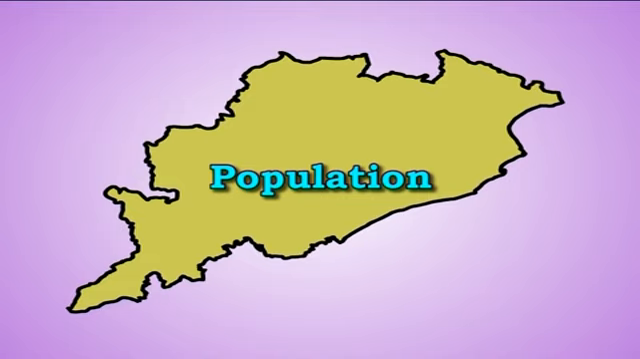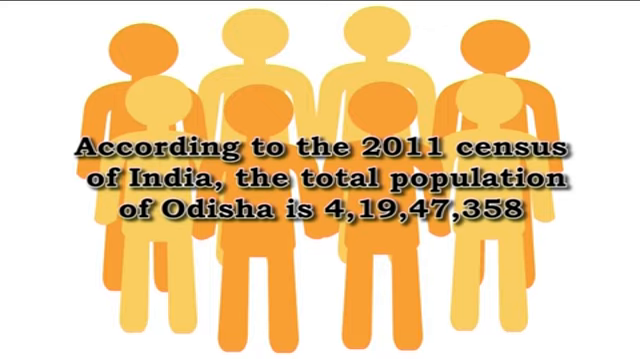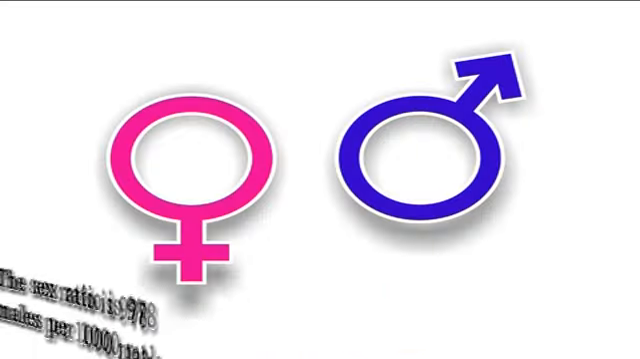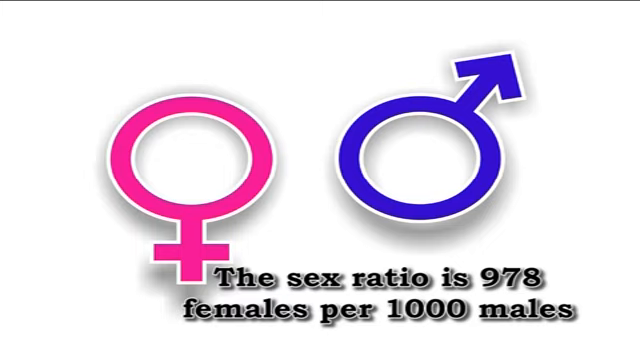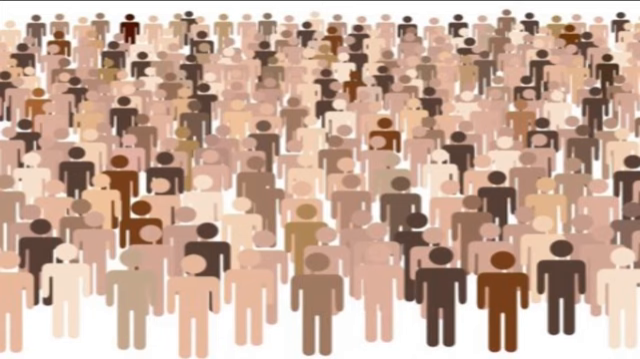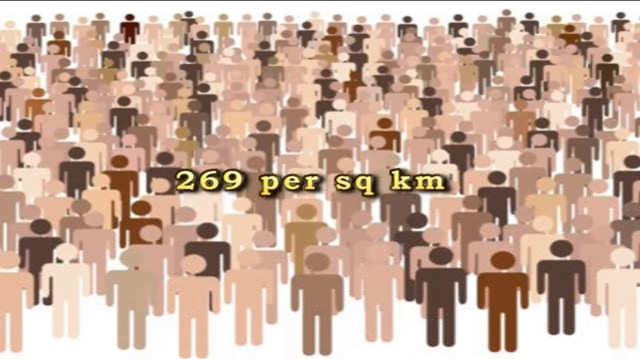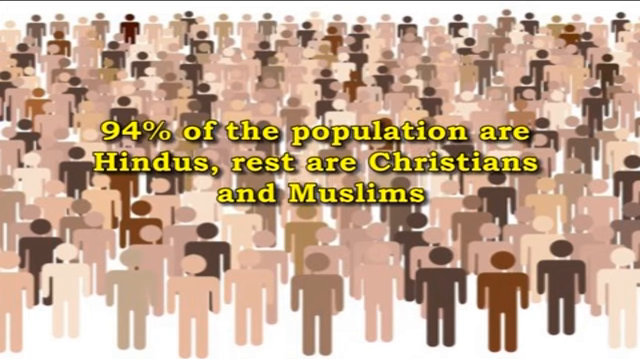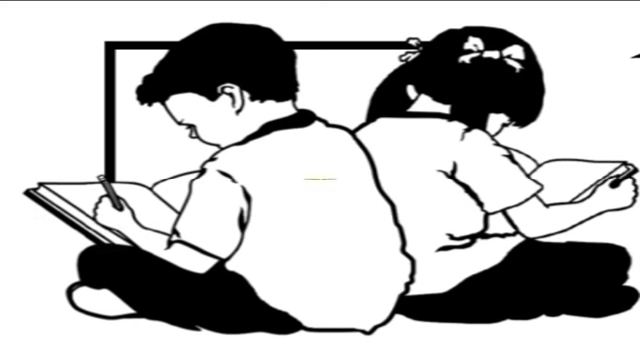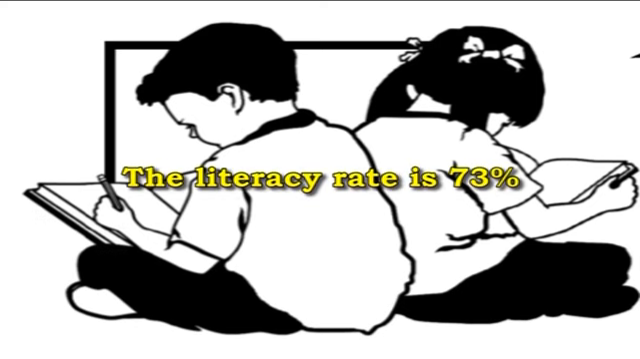Coming to the population. According to the 2011 census of India, the total population of Odisha is 4,19,47,358. The sex ratio is 978 females per 1000 males. The population density is 269 per square kilometer. 94% of the population are Hindus, the rest are Christians and Muslims. Apart from speaking Oriya, people speak Bengali, Hindi, Telugu and Santali. The literacy rate is 73%.